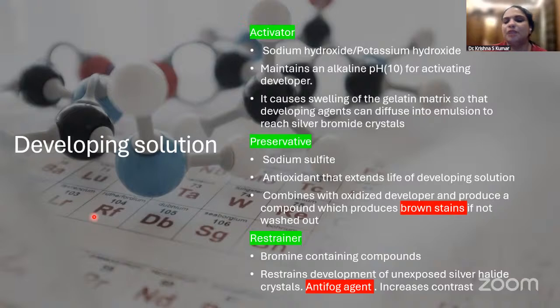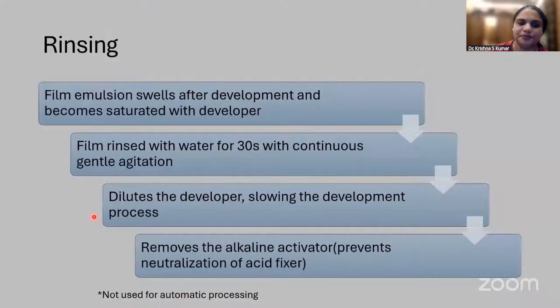Restrainers are the bromine-containing compounds. If you keep on developing for a longer period of time, what happens is, other than developing the exposed silver halide crystals, the developing agent will start to develop the unexposed silver halide crystals, which have to be fixed and removed away. If you develop the unexposed silver halide crystals, it will cause fogging of the film. So if you prevent the fog, that will increase the contrast.